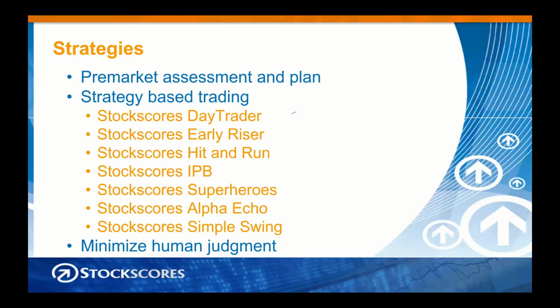So we have a day trader strategy, which is our first entry. Early riser is typically our second entry. We don't do hit and runs a lot these days. IPBs and superheroes are later in the day. Alpha Echo is a swing trade, and simple swing is a swing trade. I have rules for all of these strategies, and we're going to go through some of them now.